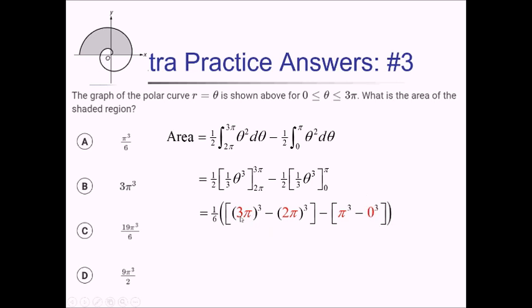So this is going to be 27 pi cubed minus, this will be 8 pi cubed. And this is all inside of big parentheses with a 1/6 outside. And over here, I've got minus just pi cubed, and then that 0 is just gone. So this is 27 pi cubed minus basically 9 pi cubed, which is 18 pi cubed. And 1/6 times 18 pi cubed is going to be 3 pi cubed. So that ends up being choice B.